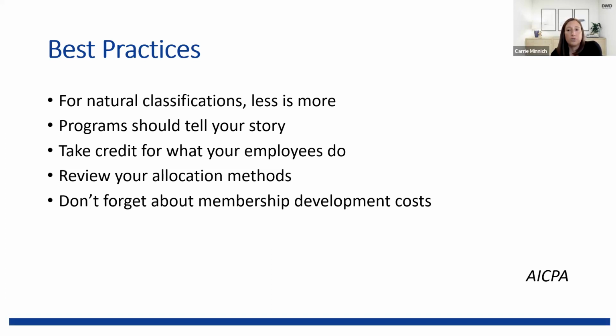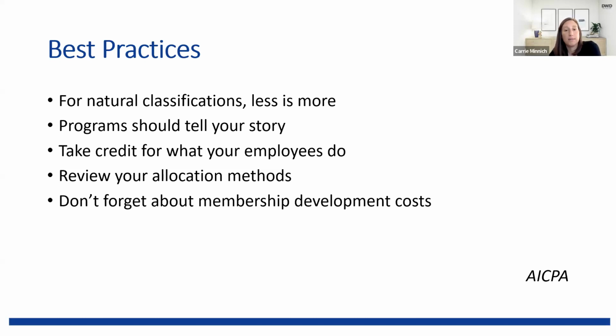Programs should really tell your story. So some organizations only have one program, or maybe they have multiple programs, but they are very similar. So you just put them on one column called program on your financial statements. However, if you have multiple programs that are really different, you probably want to split those out to make sure that you're really telling the story of what your organization is doing. Take credit for what your employees do. Go back and do that time study throughout the year and determine what your staff is involved in and properly allocate them to the programs.